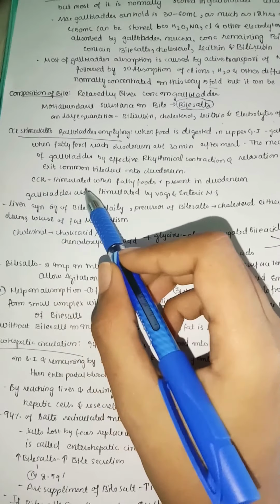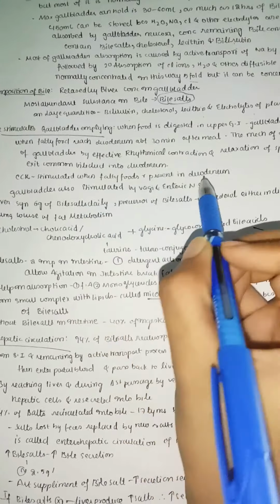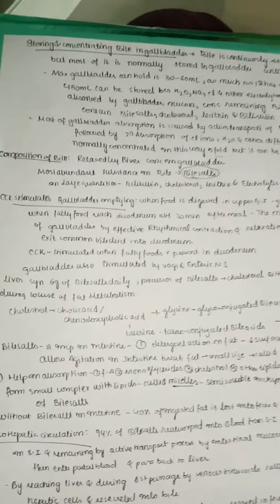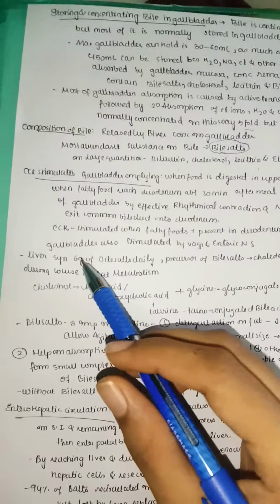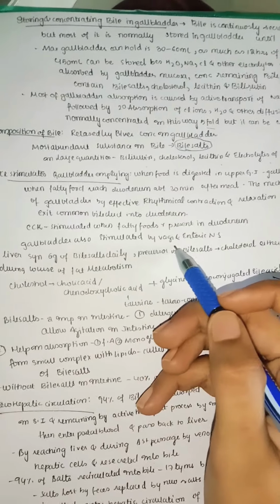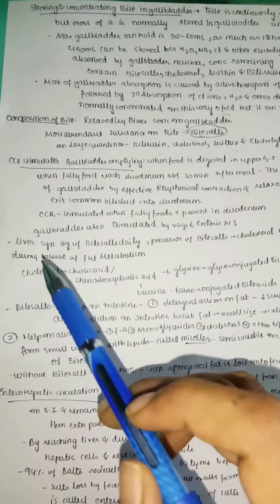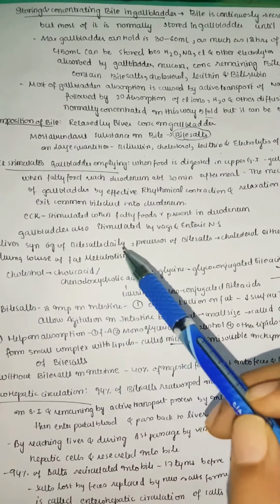So CCK is stimulated when fatty foods are present. Always remember, whenever we eat a lot of fatty food, CCK stimulates the gallbladder to release more extra bile juice. The gallbladder is also stimulated by the vagus and the enteric nervous system, so it has other connections too. The liver synthesizes about 6 grams of bile salts daily.